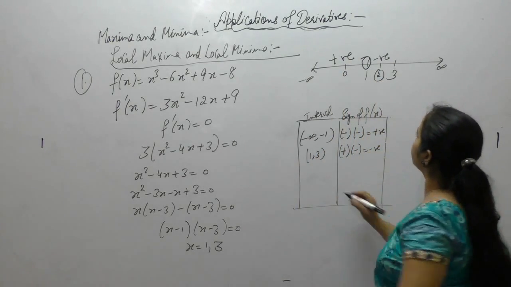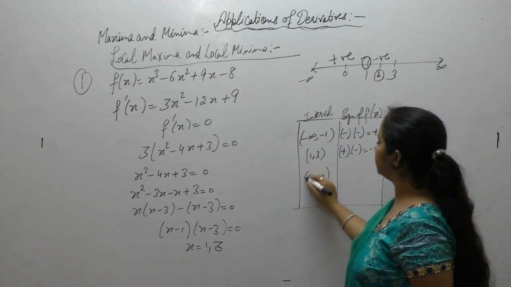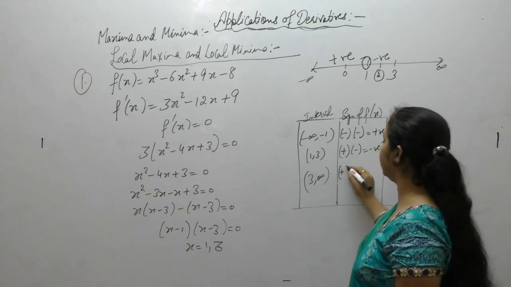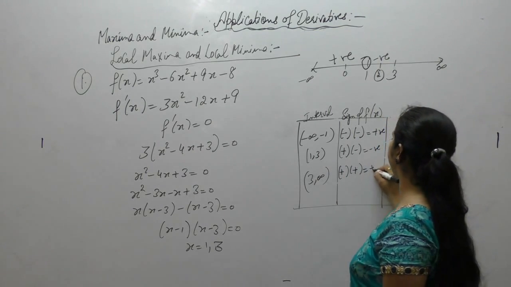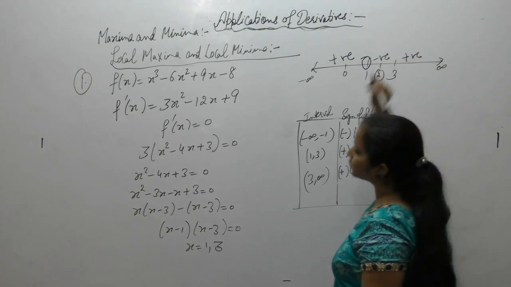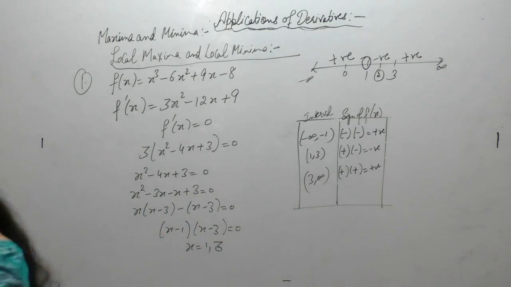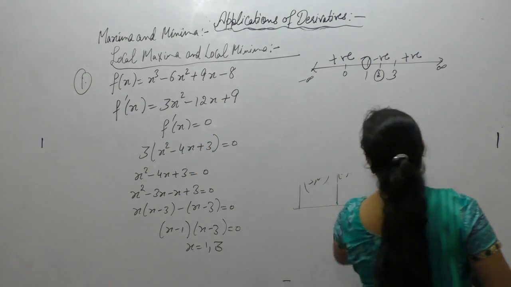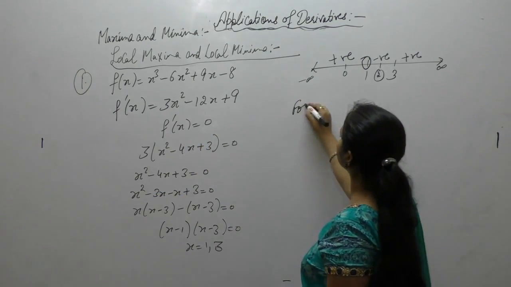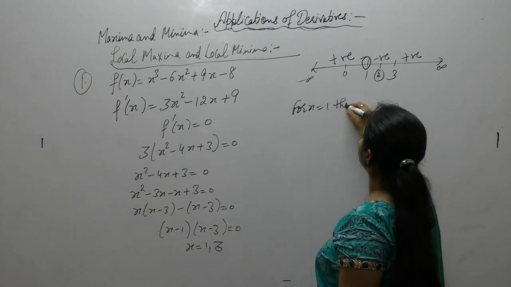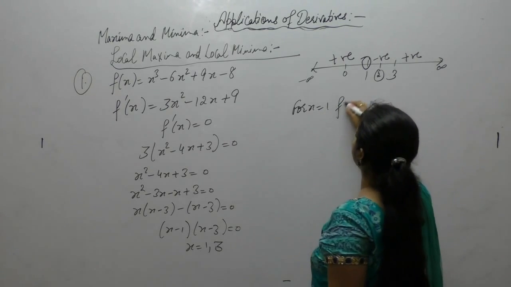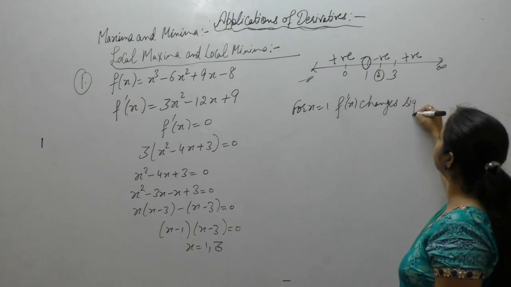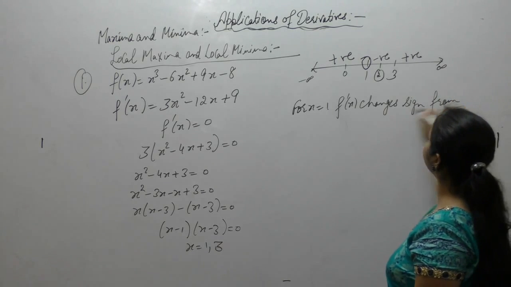Now from 3 to infinity, let the number be 4. 4 minus 1, 4 minus 3, positive. तो हमारे पास क्या आया? फॉर वैल्यू 1 के लिए, for x equals 1, f dash x changes sign from positive to negative.